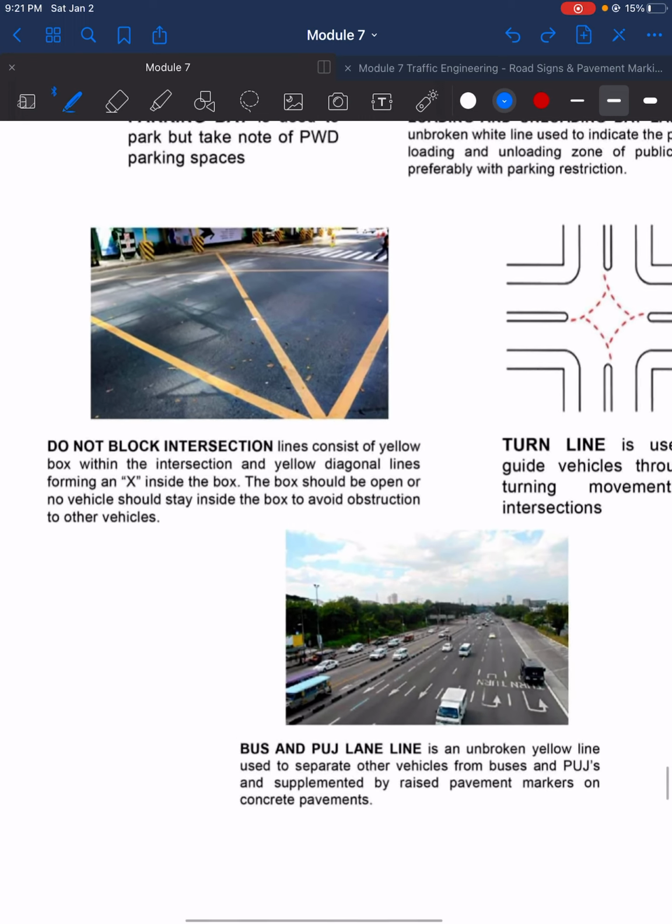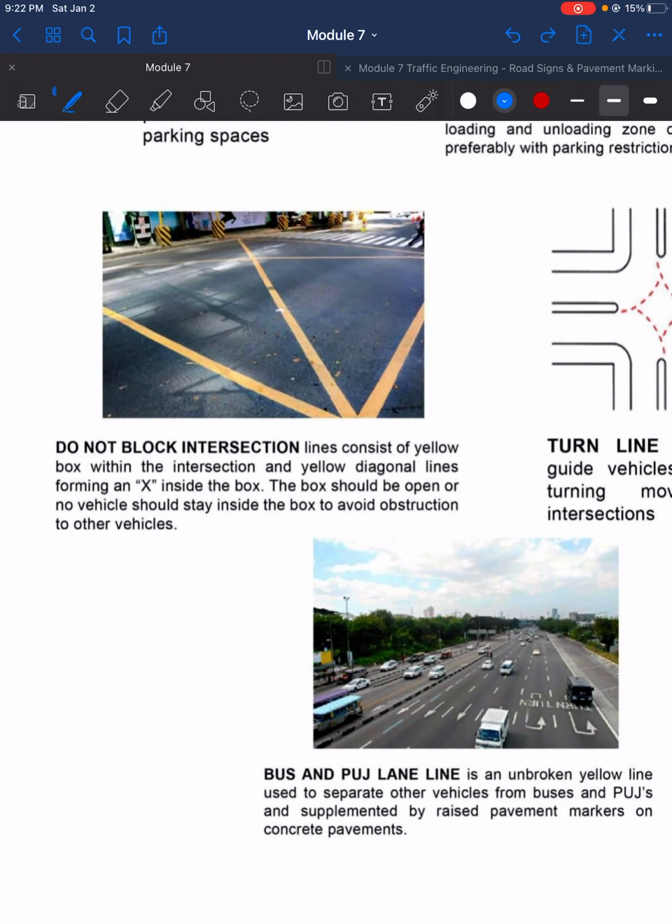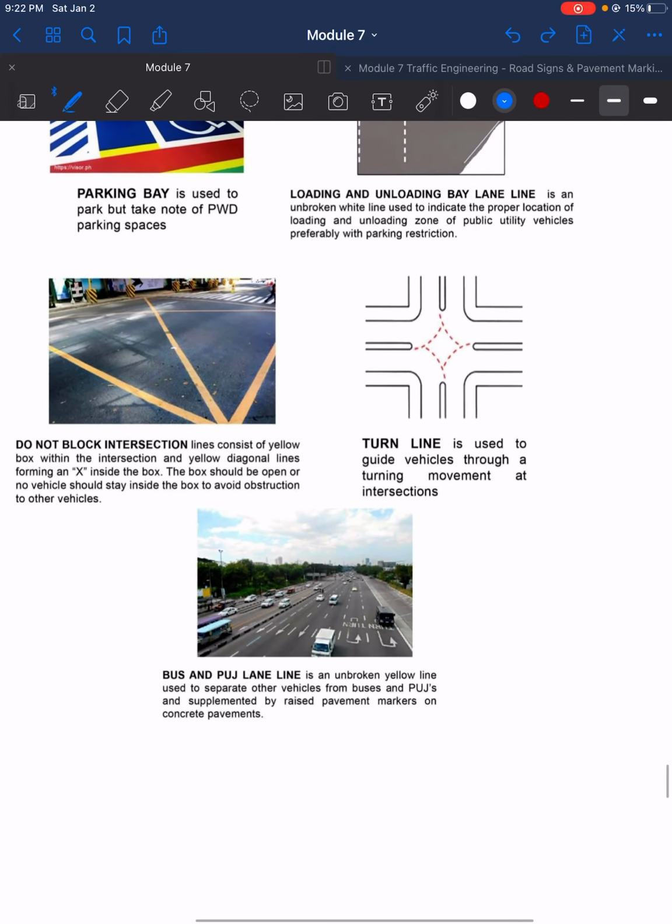Do not block intersection. Lines consist of yellow box within the intersection and yellow diagonal lines forming an X inside the box. The box should be open or no vehicle should stay inside the box to avoid obstruction to other vehicles. Kung papansinin niyo to, madalas natin to nakikita sa mga intersection, especially sa mga big highways natin. So, dapat walang any vehicle in there to cause obstruction.